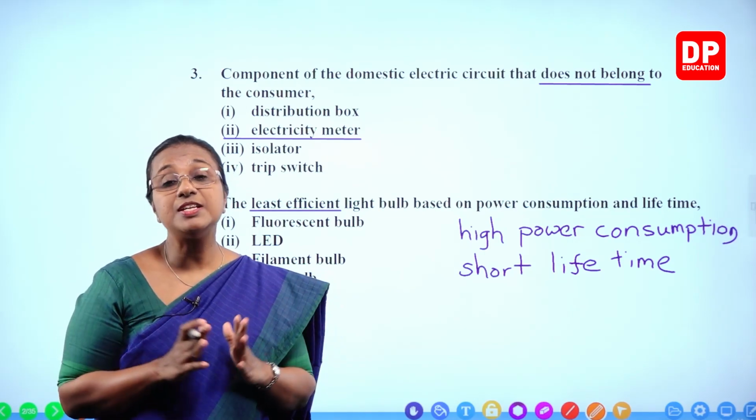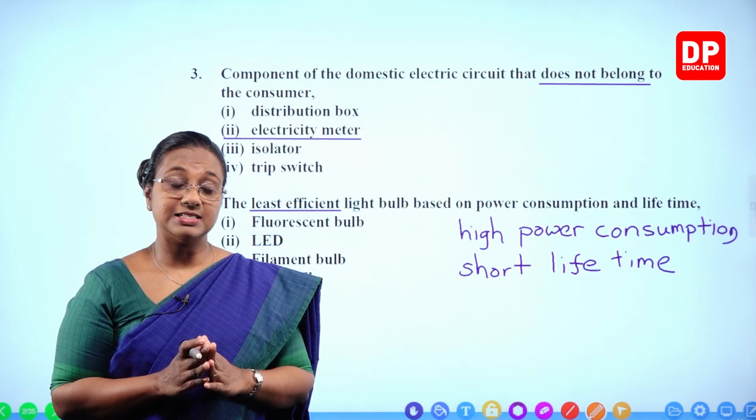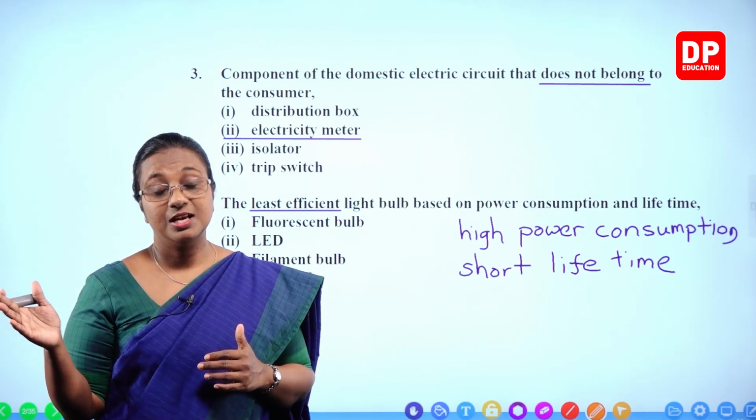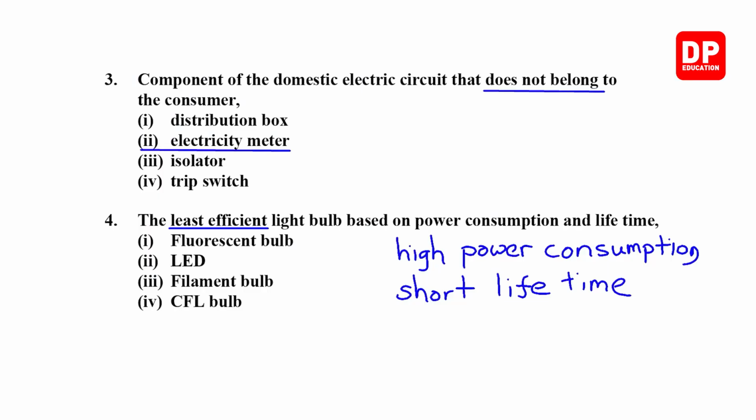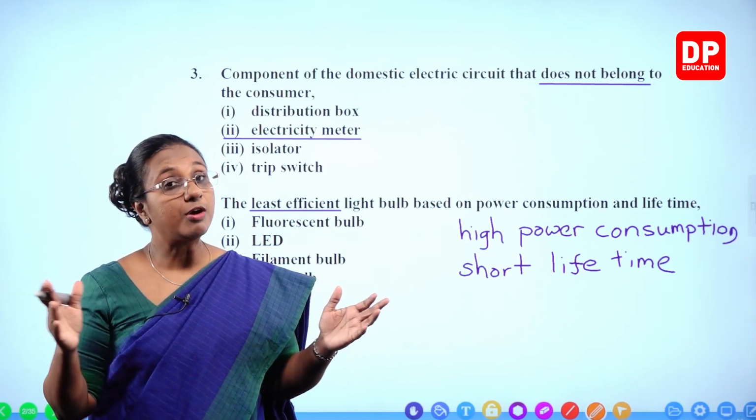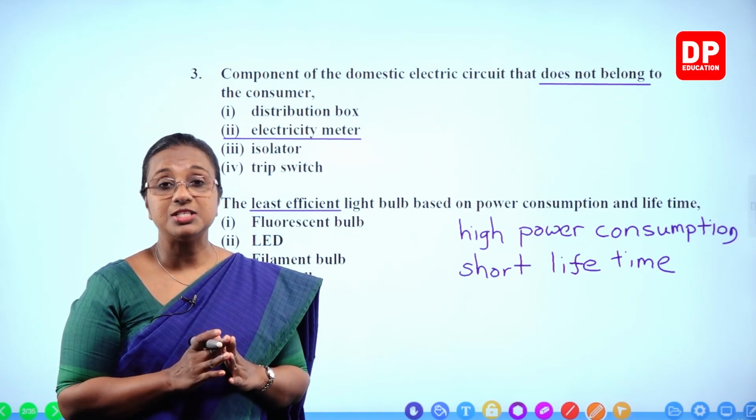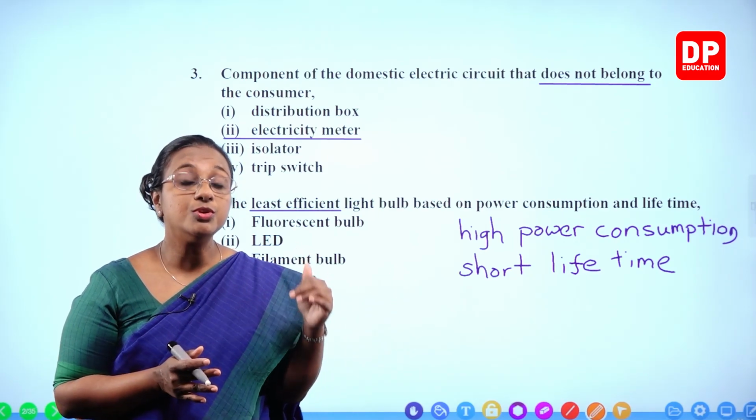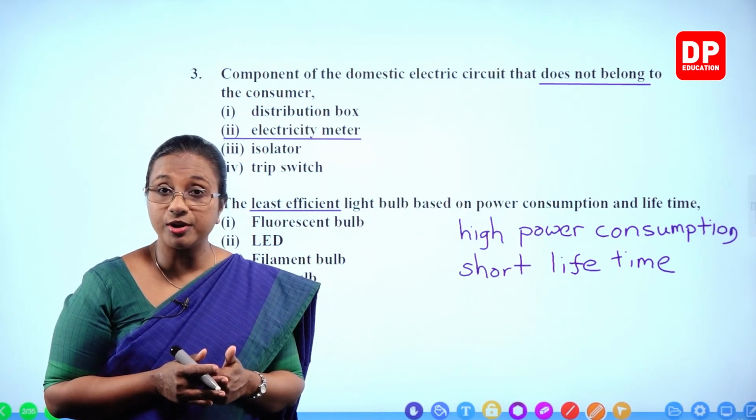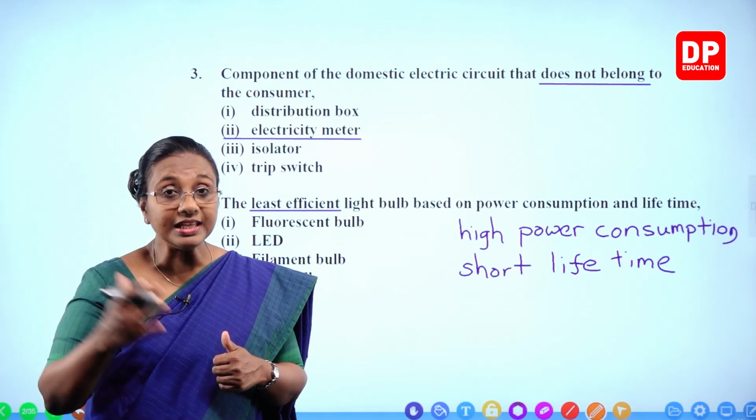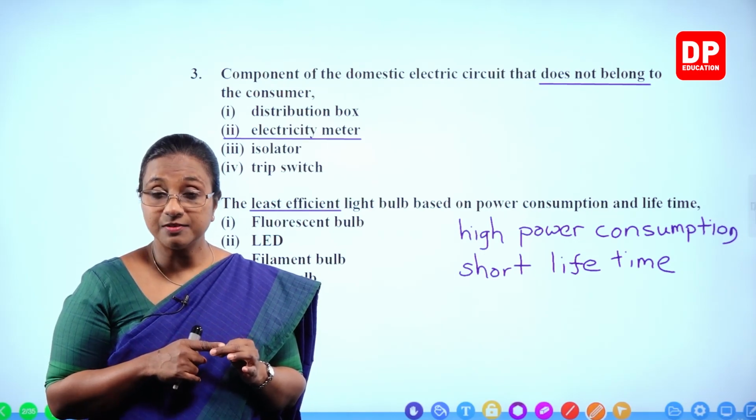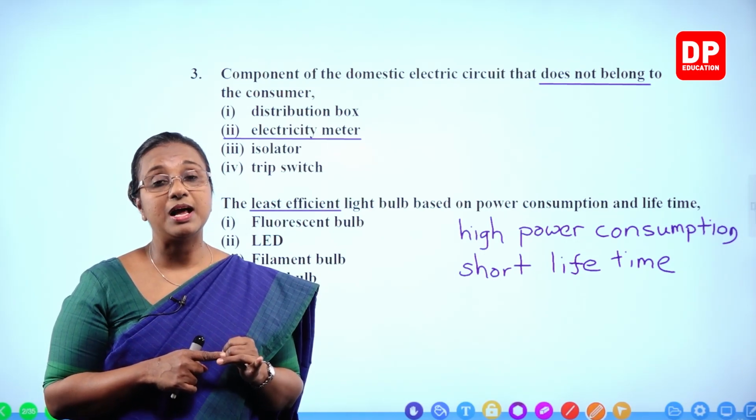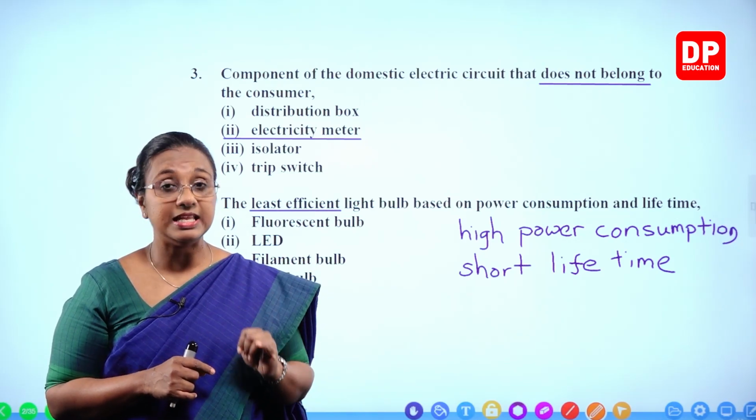Then the most efficient one, that is the LED lights, light emitting diode lights. These are the most efficient ones. They consume very little power, that is 6 to 8 watts, and their lifetime is very long, about 50,000 hours. Very much higher compared to filament bulbs. So you know the order of increasing efficiency as well as increasing lifespan. Lowest is the filament bulb, then the fluorescent bulb, then the CFL bulb, and the most efficient is the LED bulb.